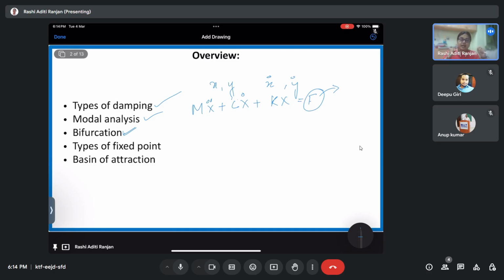Now, in case of dynamic bifurcation, I see that after changing the parameter, is my system going to a periodic response, or maybe it is going from a periodic response to a static response, something of that kind.